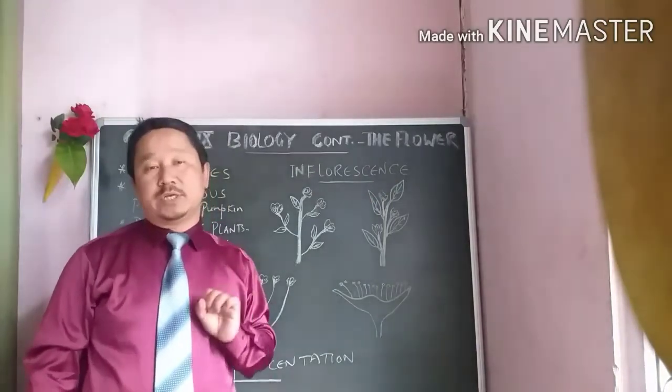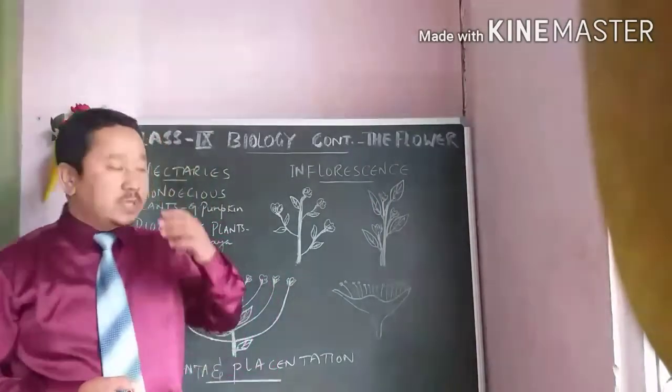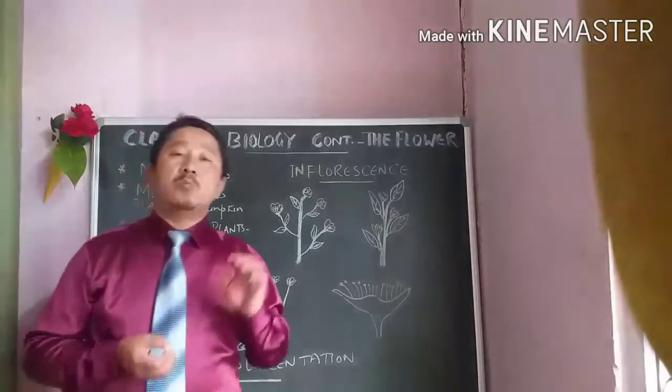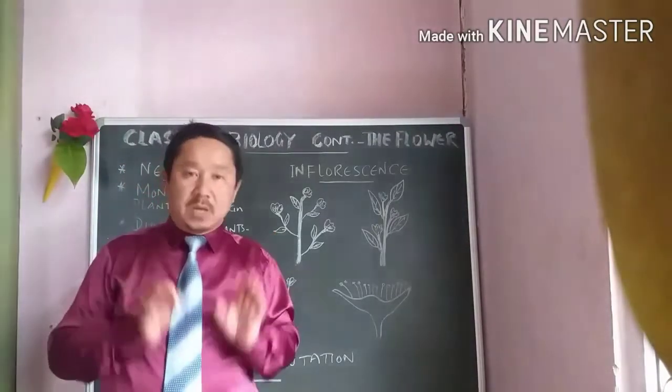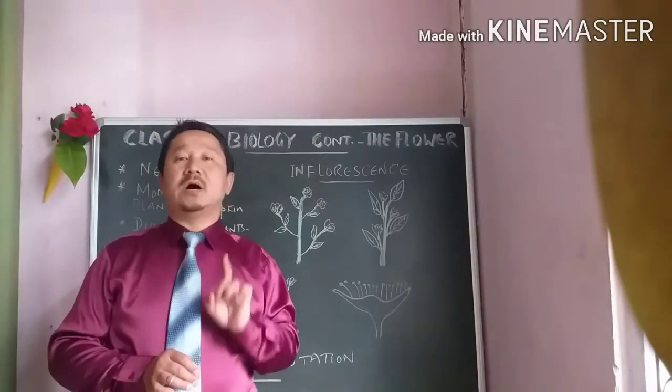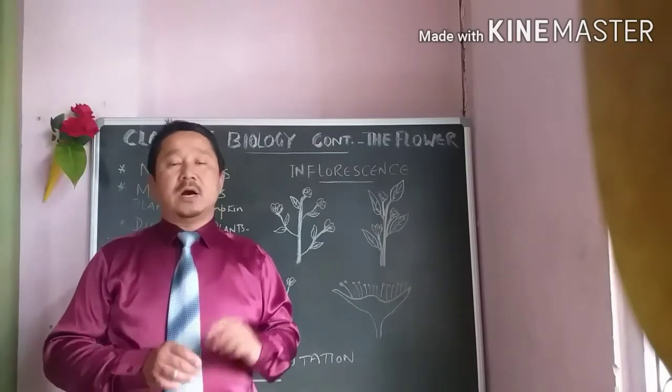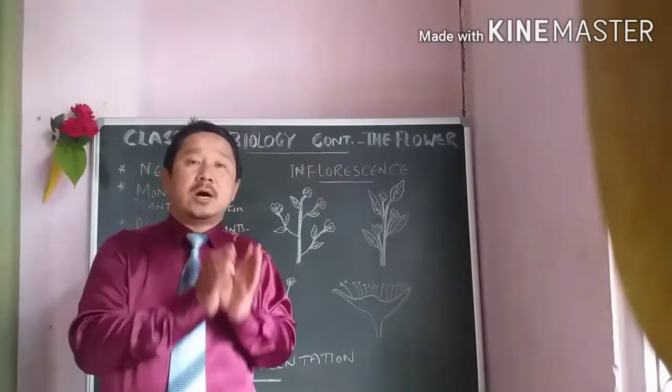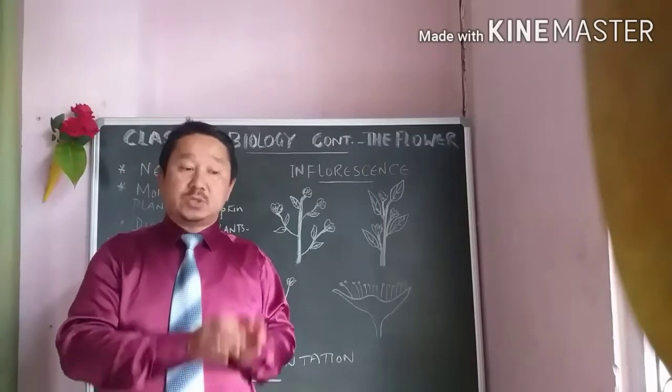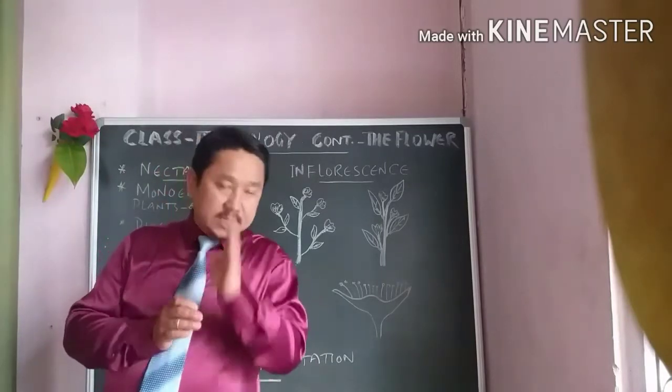I-N-F-L-O-R-E-S-C-E-N-C-E. Inflorescence. What is inflorescence? Inflorescence is the mode of arrangement of the flowers on the edges of a plant. How are the flowers arranged on the edges of a plant? That mode of arrangement is called inflorescence.